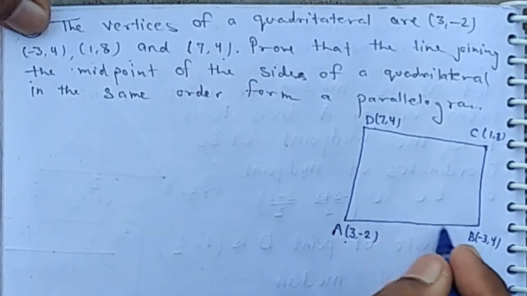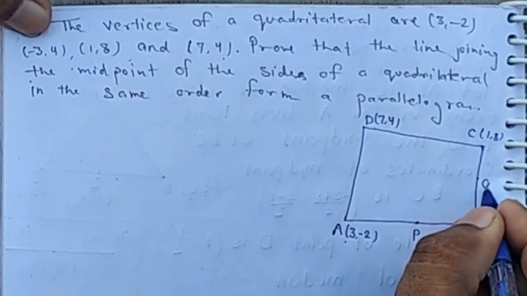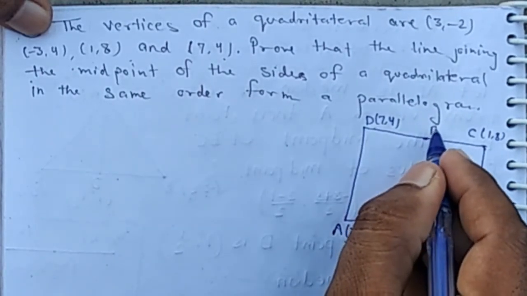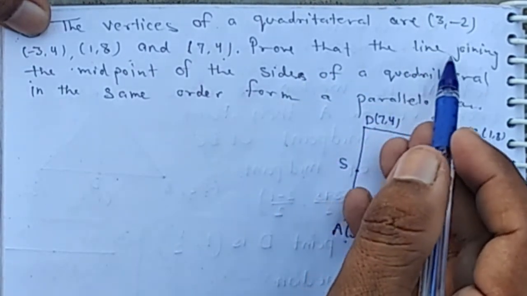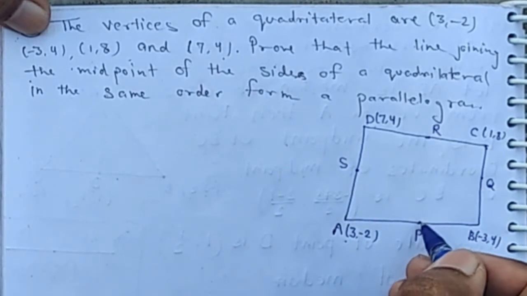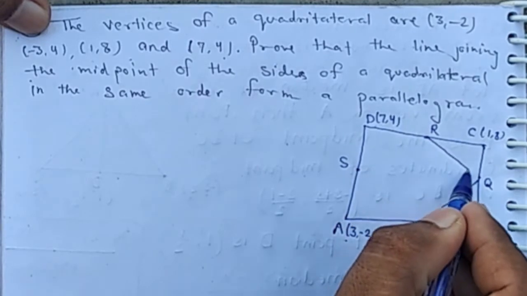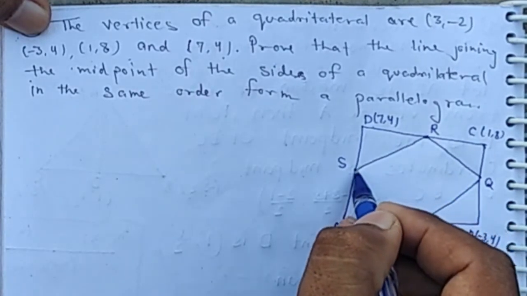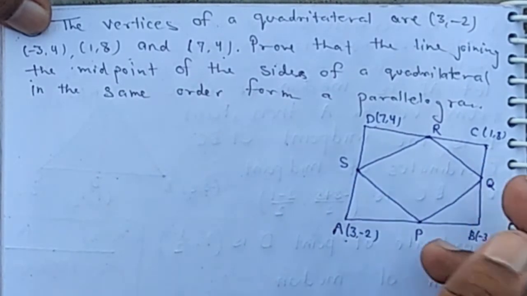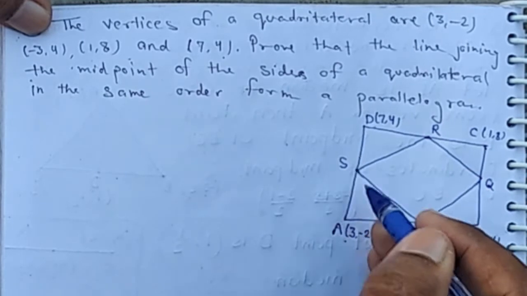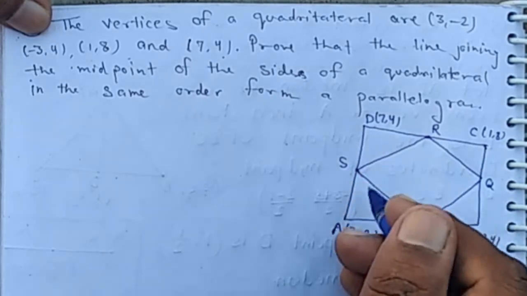Now the midpoints of these sides are P, Q, R and S, and we have to prove that the line joining the midpoints of the sides, PQ, QR, RS and PS, forms a parallelogram. Means we have to show that PQ, QR, RS and SP form a parallelogram, means PQRS is a parallelogram.